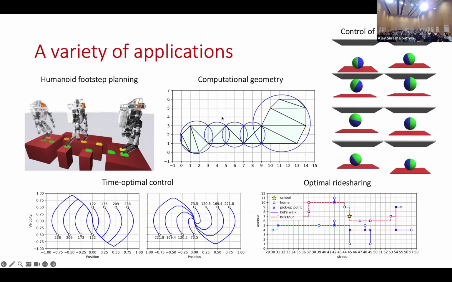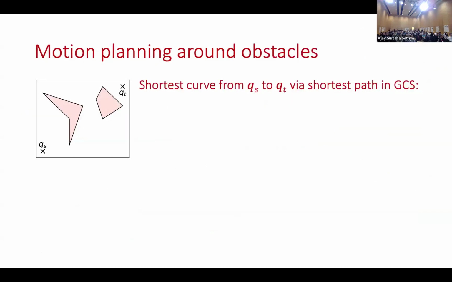Some interesting problems in computational geometry, for example, finding minimum volume covers of triangular meshes, are representable as facility location problems in GCS. More on the control side, control of hybrid systems and minimum time control of linear systems can be seen as GCS problems. And as special cases, we recover the best known mixed integer formulations for these problems. And for other problems, we even outperform the best known formulations.